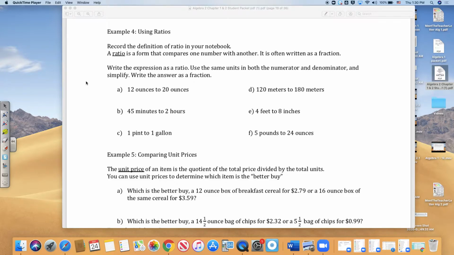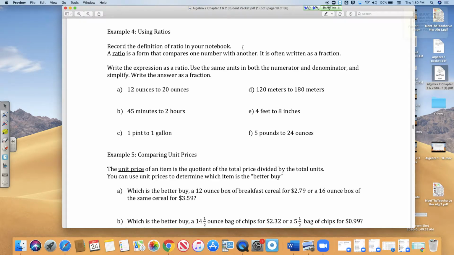So if it was 2 to 3, we could write it in fraction form, like 2 over 3. We could also write it with a colon, like 2:3. In the following questions, we are going to be changing the way that it looks and writing it as a ratio. I like to write these as fractions because we use ratios in fraction form all the time.